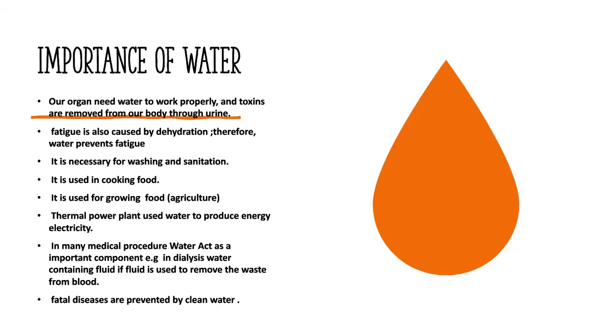Drinking water: getting enough water every day is important for your health. Drinking water can prevent dehydration, a condition that can cause unclear thinking, result in mood change, cause your body to overheat, and lead to constipation and kidney stones. It is necessary for washing and sanitation. It is used for cooking and for growing food. Thermal power plants use water to produce energy.